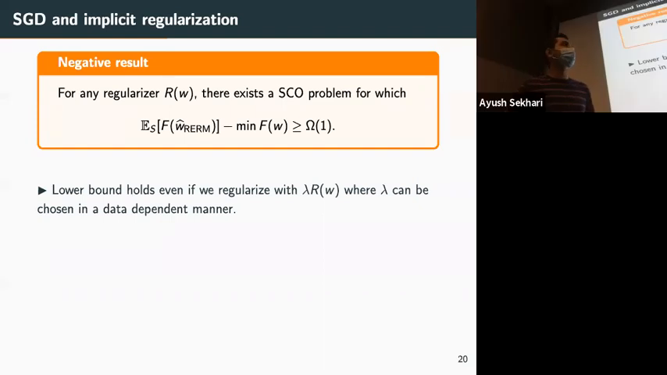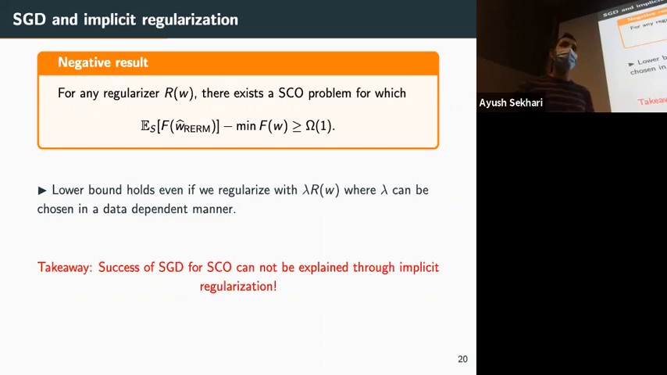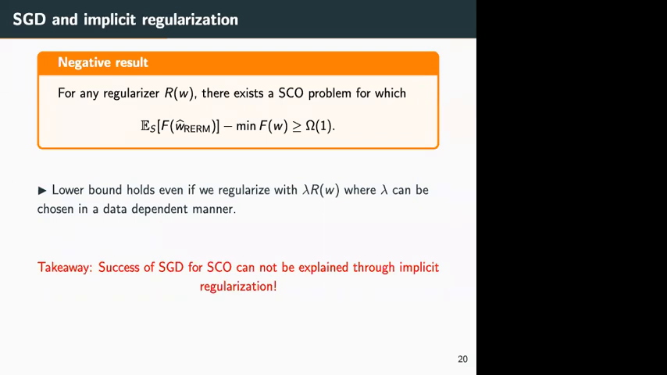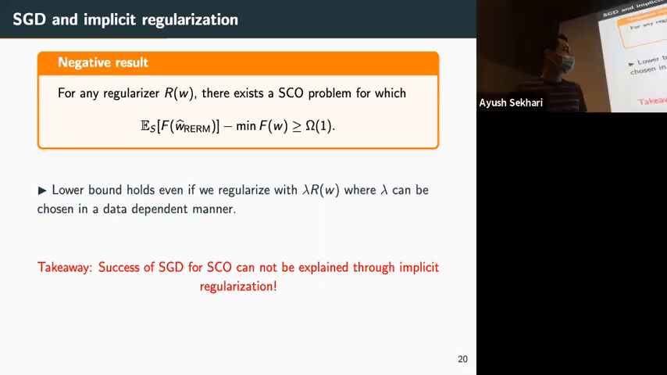Yeah, so it is true that for any regularizer, there will exist some problem for which it fails. The interesting thing here is that that problem is an SCO problem. And it shows a gap between the ability of SGD, so SGD solves any SCO problem, whereas RERM does not. So there's some separation between what SGD can do and what RERM can capture. And that's the insight. Okay, thank you. Right. So the takeaway is that through this negative result, we show that the success of SGD for SCO cannot be captured through implicit regularization.